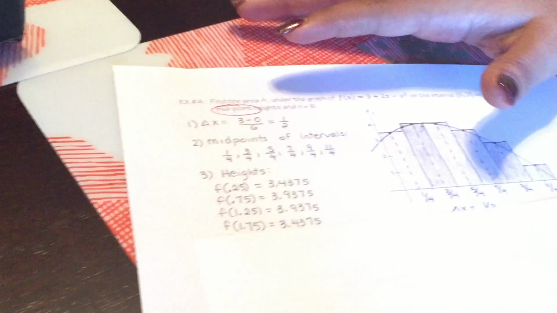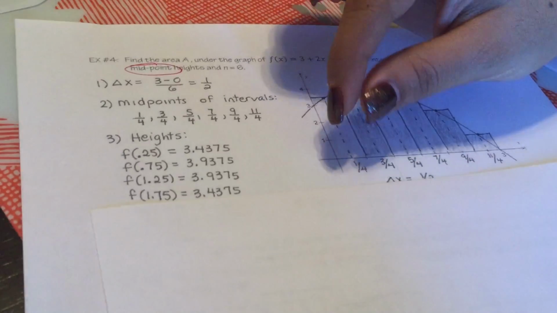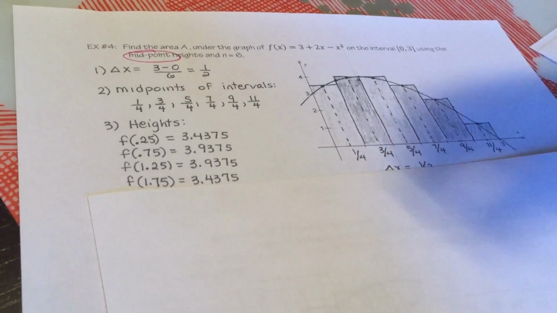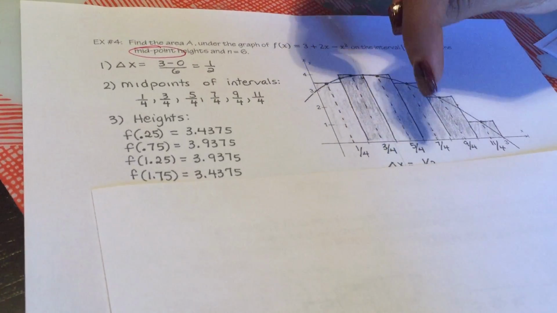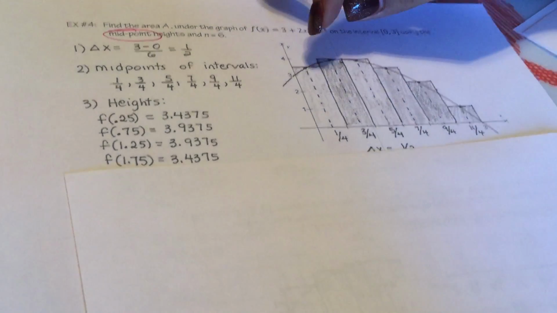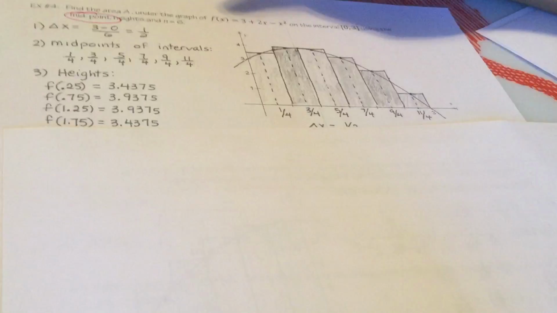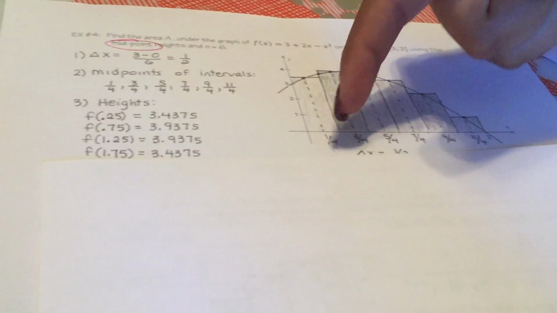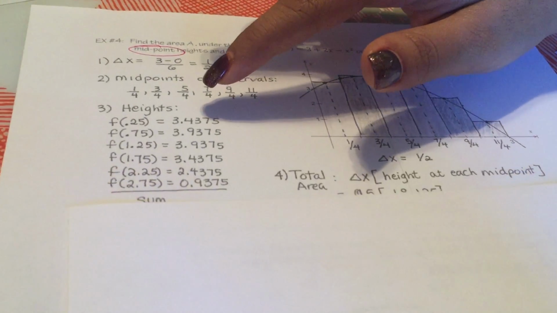But they're asking us to use midpoint heights. So rather than half, we're going to cut it in half again to find the midpoint values. So 1/4, 3/4, 5/4, 7/4, 9/4, and lastly 11/4. And that's going to be the heights for our rectangles. So to find the heights, we're going to plug in those intervals into our given function, which is what we have here.